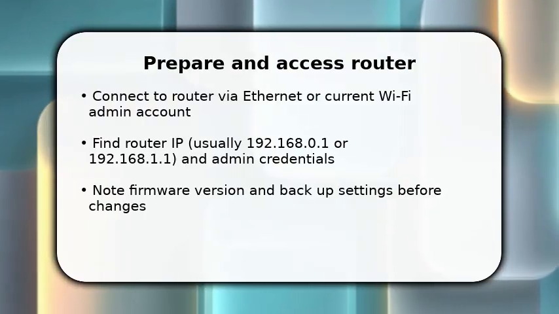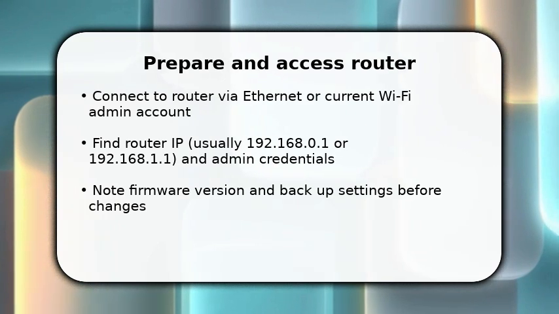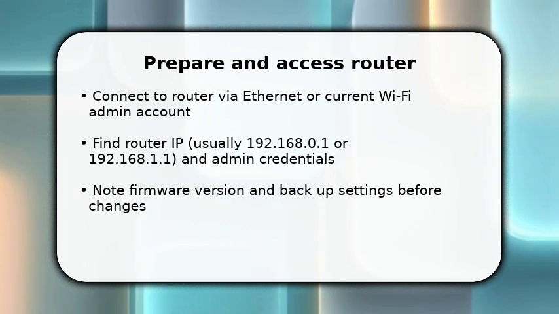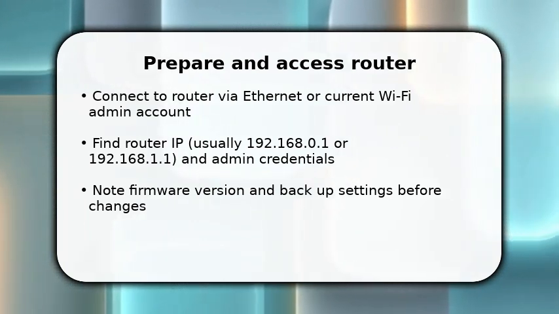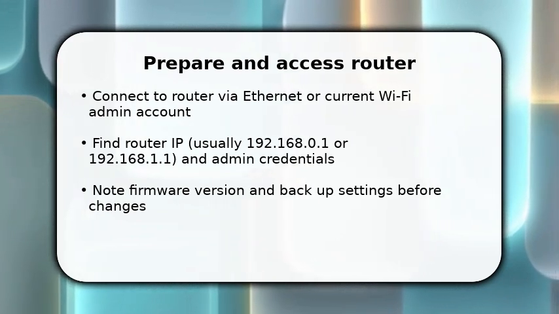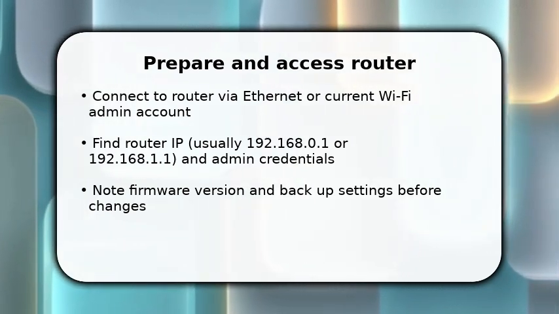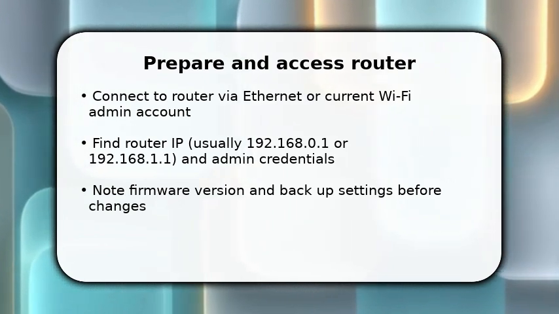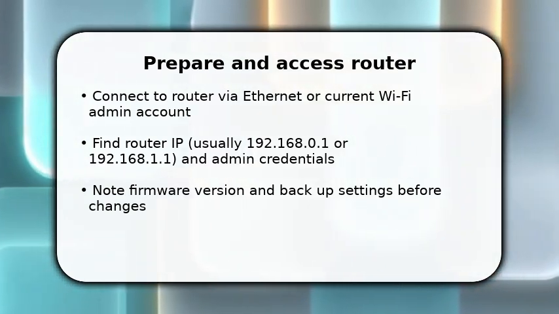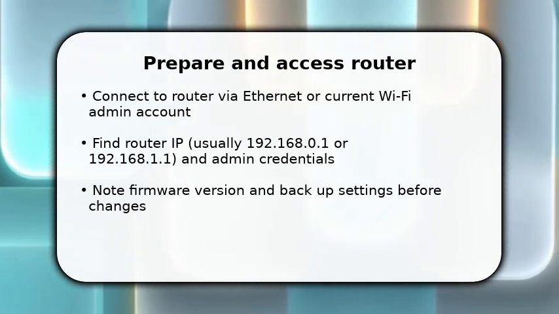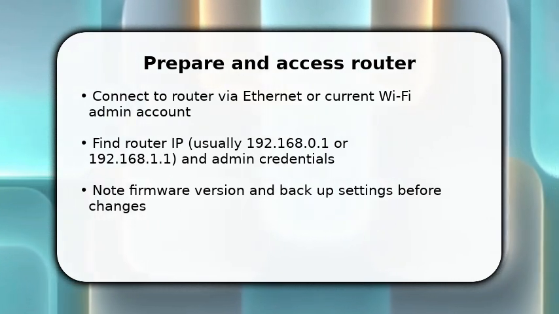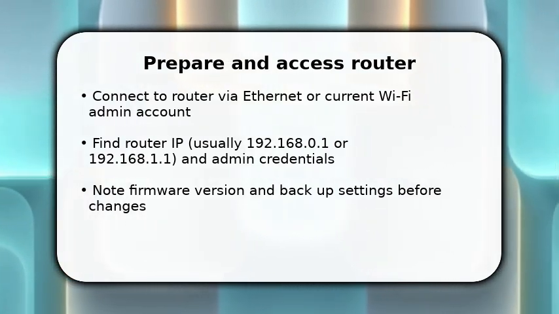You start by connecting directly to the router with an Ethernet cable or using the admin Wi-Fi account to avoid lockout. Once connected, open a browser and enter the router IP, typically 192.168.0.1 or 192.168.1.1, and log in with admin credentials. Make sure to check and note the firmware version, then save a current configuration backup to your computer. Doing this prevents accidental loss and lets you restore if something goes wrong while you proceed to disable.